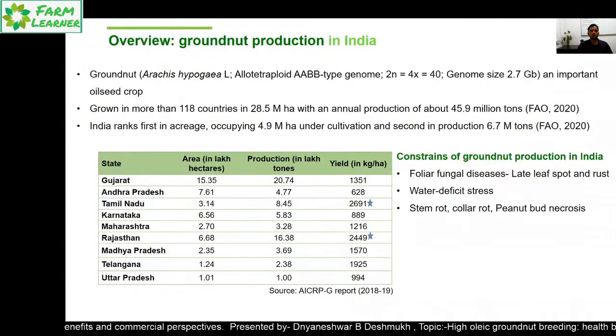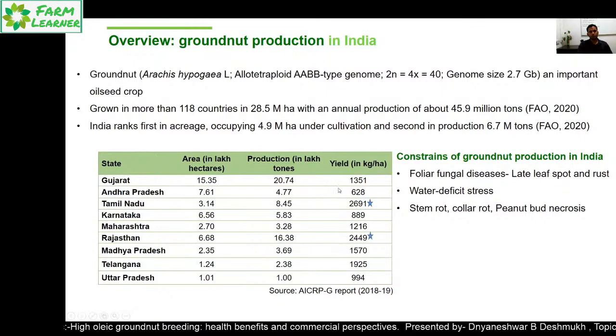If you look at the overview of groundnut production in India and the world, India is topmost in production and second in productivity. Apart from India, groundnut is grown in as many as 118 countries, covering 28.5 million hectares with annual production of about 45.9 million tons. If you look at the area and productivity of India, Gujarat is the topmost in area, covering 15.35 lakh hectares.